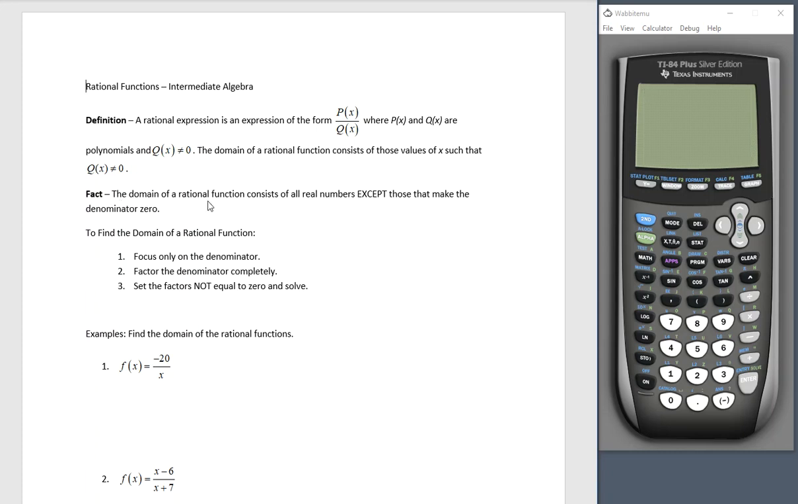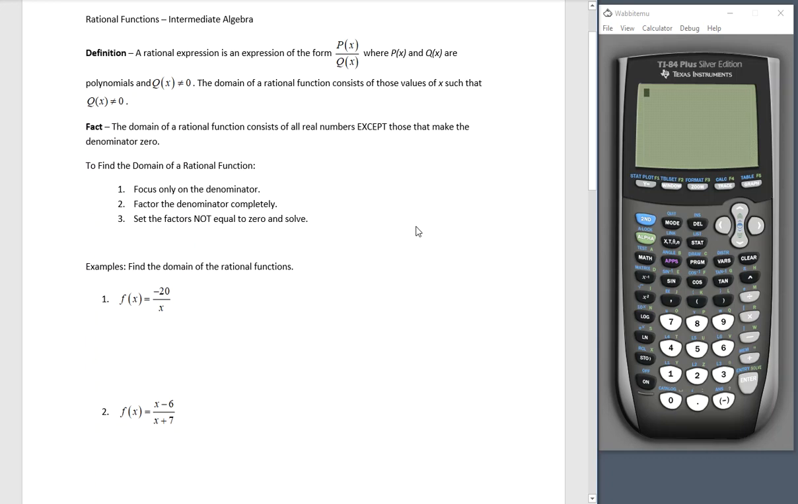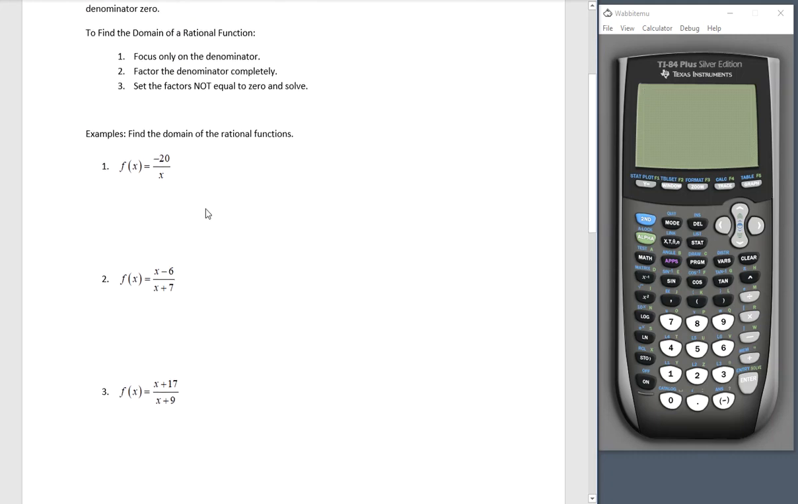The domain of a rational function consists of all real numbers except those that make the denominator zero. So all we have to focus on for rational functions is this denominator for the domain. And the steps to finding the domain of a rational function, we'll focus only on the denominator. We'll factor it completely, and then set the factors not equal to zero and solve. Let me show you what I mean in our first example.